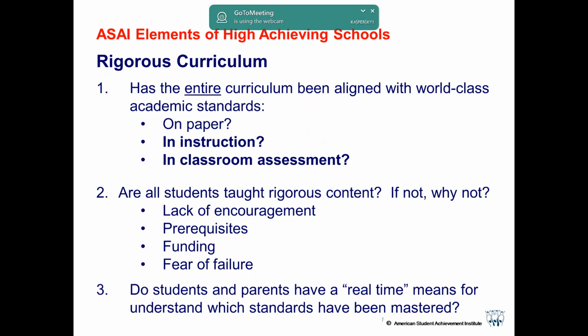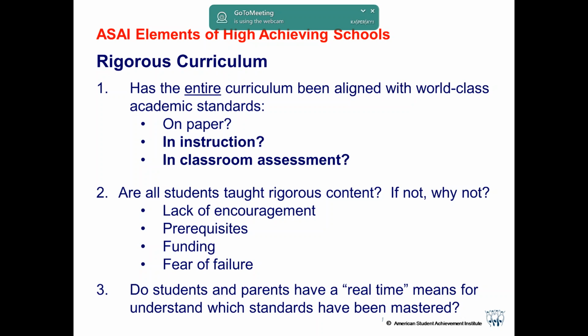Okay, in rigorous curriculum, this is another area that you'll have data for. Has the entire curriculum been aligned with world-class academic standards? Are you aligned on paper? Most schools would say yes, but what about in instruction? Are you actually teaching to rigorous standards? What about in assessment? Are you assessing rigorous standards in the classroom? So are all students taught rigorous content?